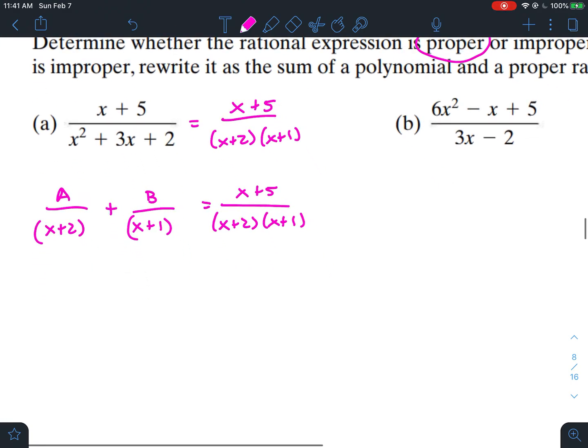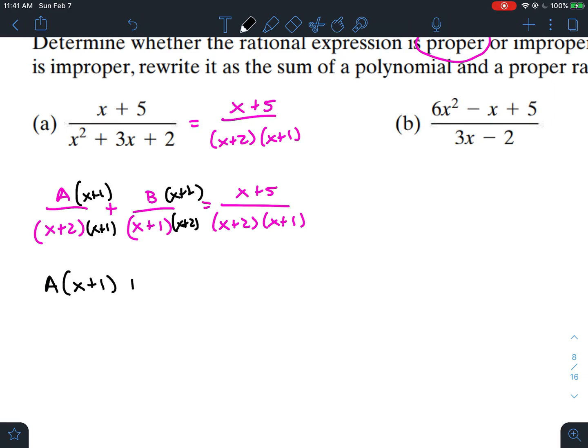So notice the two denominators are the same once we get a common denominator. I'll multiply this one by x plus 1 and x plus 1, and this one by x plus 2 and x plus 2. And since the denominators are the same, I want the numerators to be the same. So a times x plus 1 plus b times x plus 2 is going to equal x plus 5.